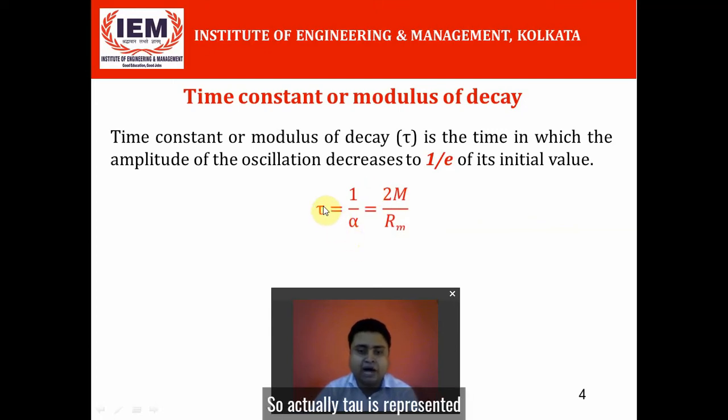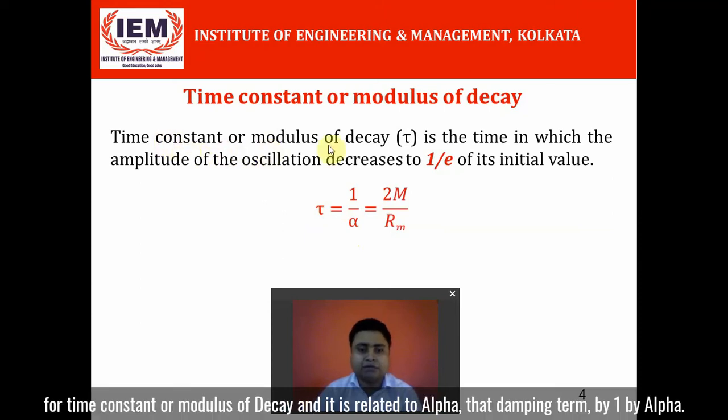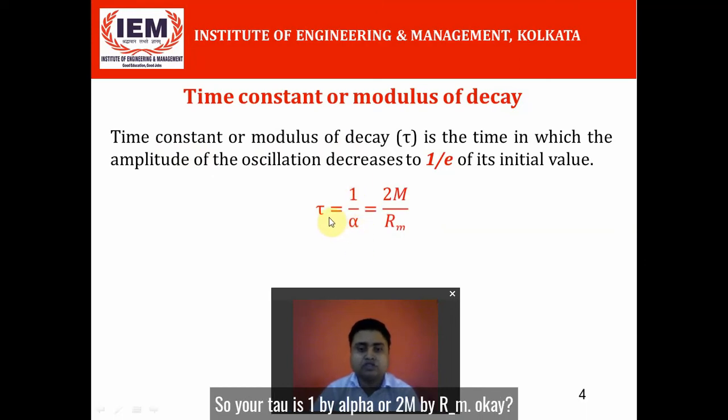Actually, tau is used to represent the time constant or modulus of decay, and it is related to alpha, the damping term, by 1 by alpha. So your tau is 1 by alpha, or 2m by r.